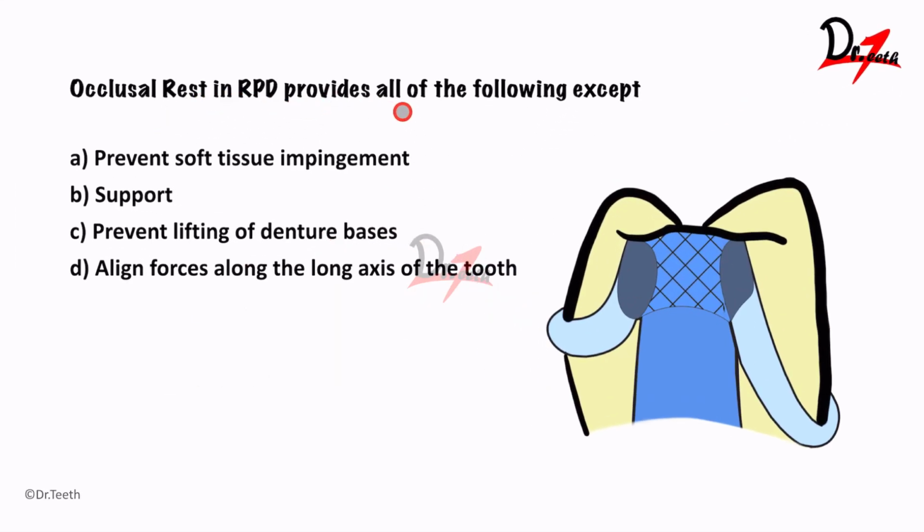Occlusal rest in the RPD provides all of the following except. So here we are talking about this thing right here. This is the occlusal rest. It prevents soft tissue impingement. Yes, it does. Does it give support? Yes. Then does it prevent the lifting of denture bases? The answer is no. So here we have the correct answer. Prevent lifting of the denture bases. And align the forces along the long axis of the tooth. So that is also correct. They align the forces along the long axis of tooth. They provide support and also they prevent the soft tissue impingement. So this is the answer.